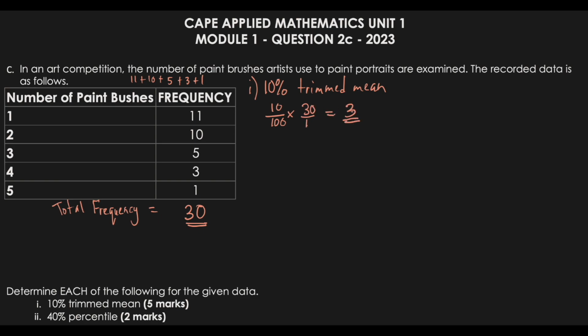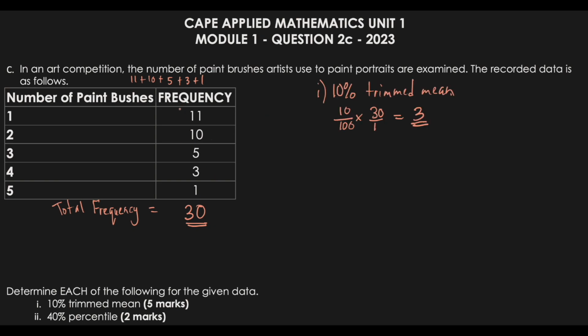So what this 3 means is that we have to delete 3 numbers from the upper end of the data and delete 3 numbers from the lower end of the data. So I'll do it from the frequency table. So we have an adjusted frequency table, and I'll actually show you from having the numbers listed out. So if we were to take off 3 values from the top and 3 values from the bottom, then we would have an adjusted frequency as follows.